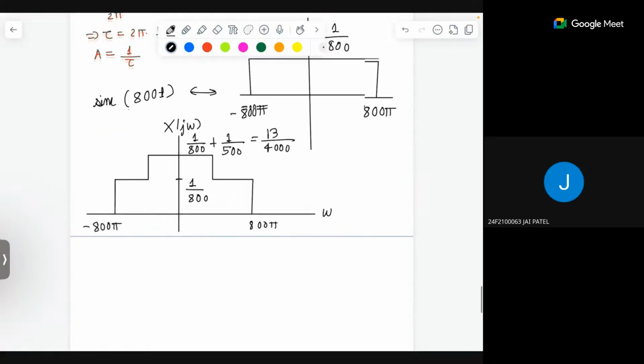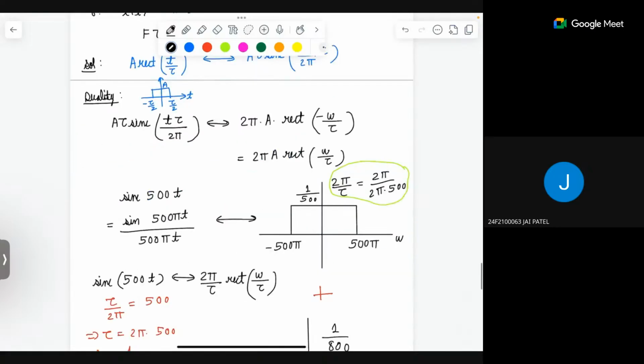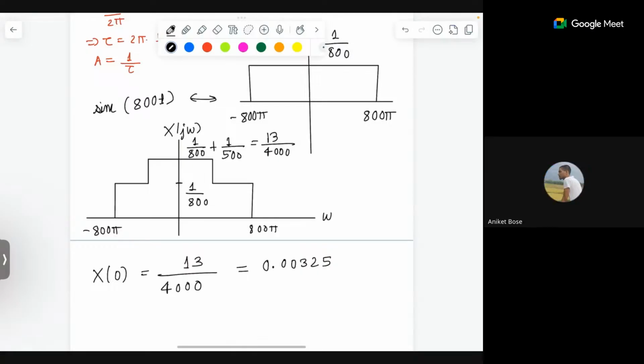Okay. So now in the question, we were asked to find the value of the Fourier transform at omega equal to 0. Omega equal to 0 is over here, which is 13 by 4000. So X of 0 is 13 by 4000. And if you convert it in decimals, then it is 0.00325. So is this clear? Yes, ma'am, it is clear.